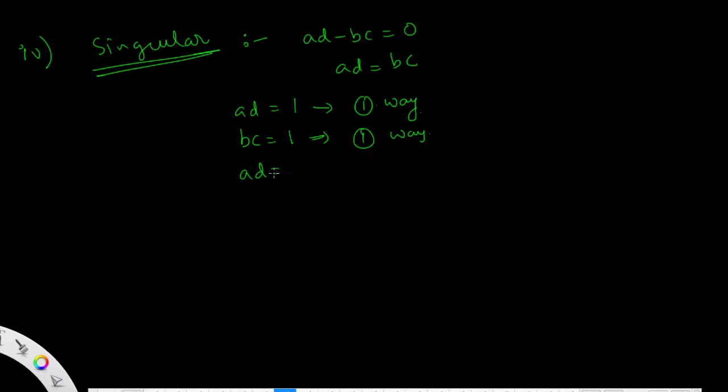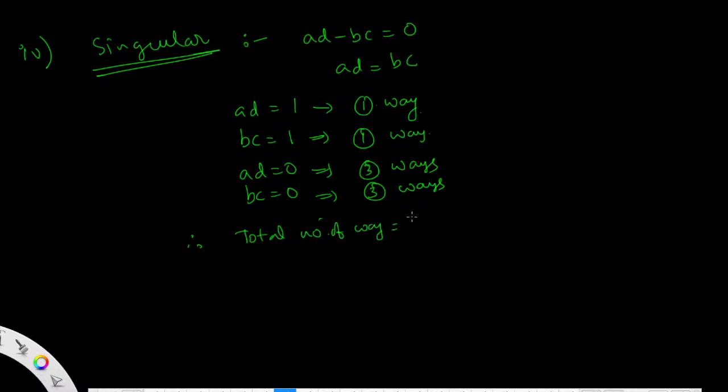AD equal to 0 or BC equal to 0. Then only AD equal to BC. If AD equal to 0 means how many cases we can get? 3 ways. Just now we wrote. And BC equal to 0, nothing but we can get 3 ways. So totally how many ways? The subcase is nothing but we have to multiply. Therefore, total number of ways 3 into 3, nothing but 9.